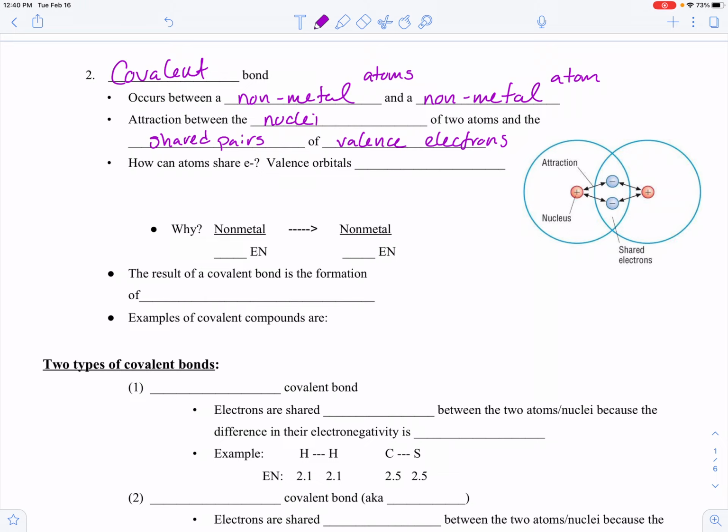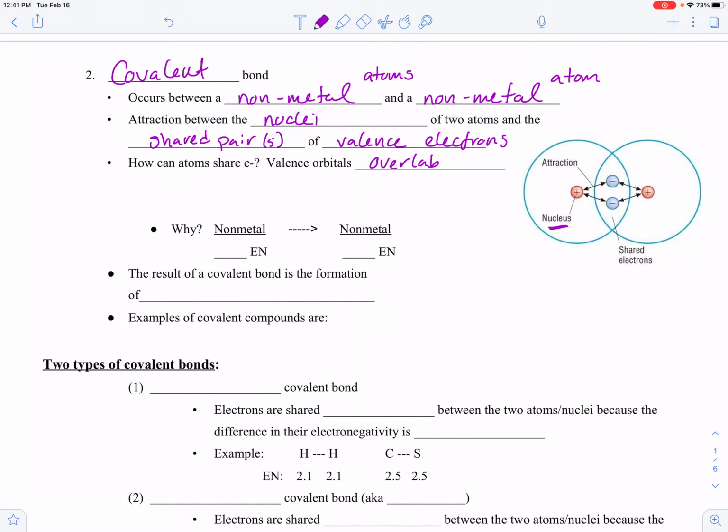So again, it's the attraction between the nuclei of the two atoms and the shared pair of valence electrons. And again, it can be multiple pairs. I'll put the S in parentheses. So I'll talk about the picture in a second, but how can atoms share electrons? What ends up happening is, when we talked about orbitals before, the electrons end up being in overlapping orbitals. So that's going to take us to our picture over here to the right.